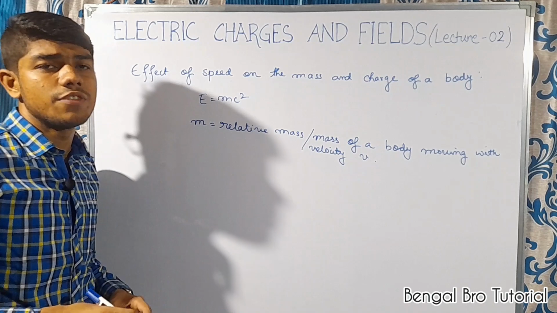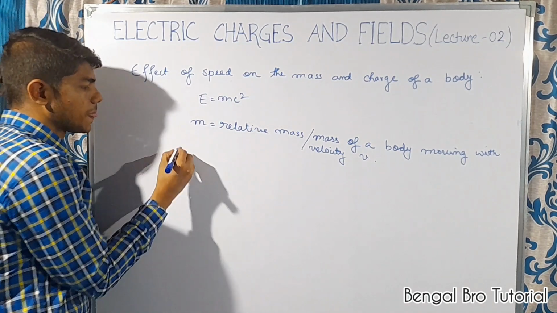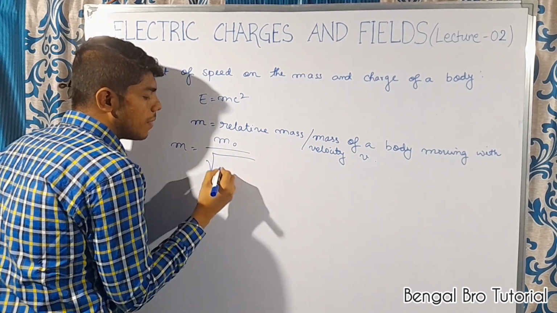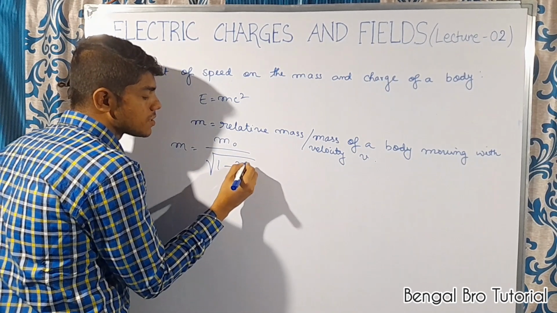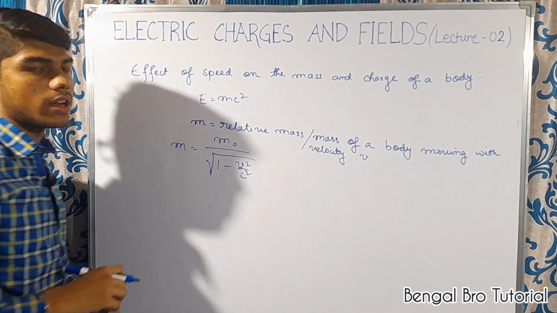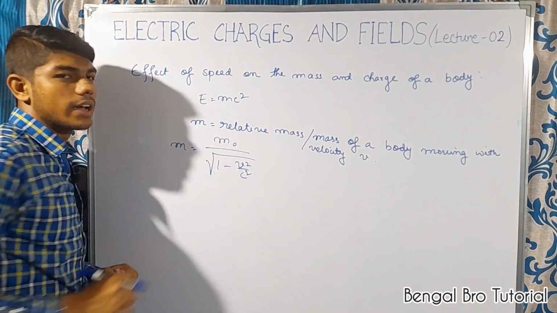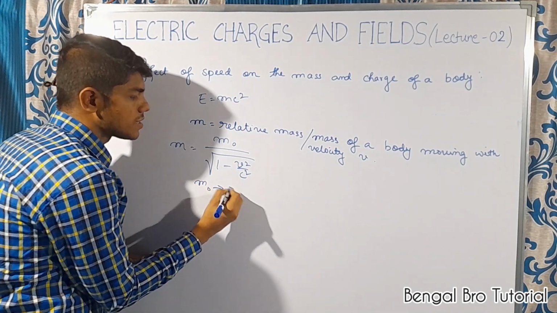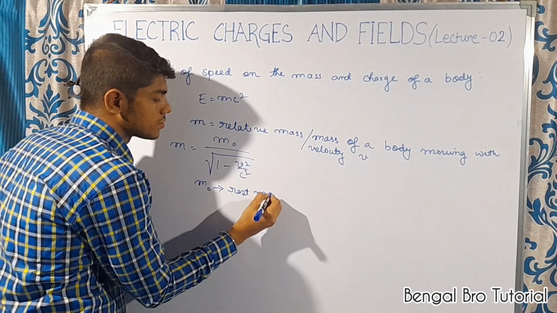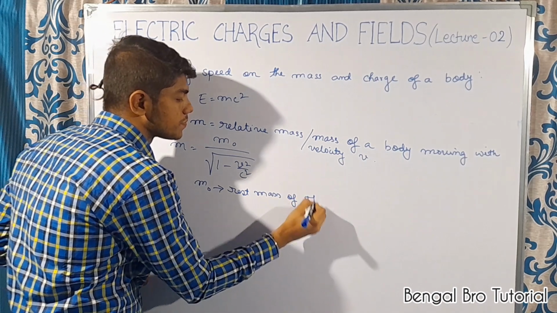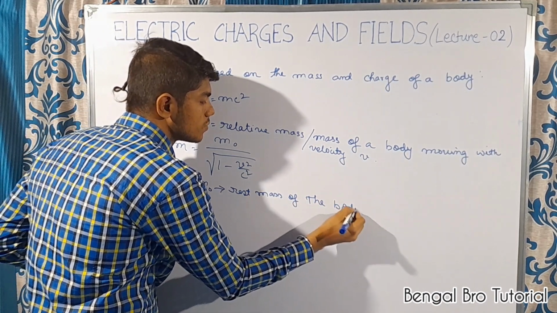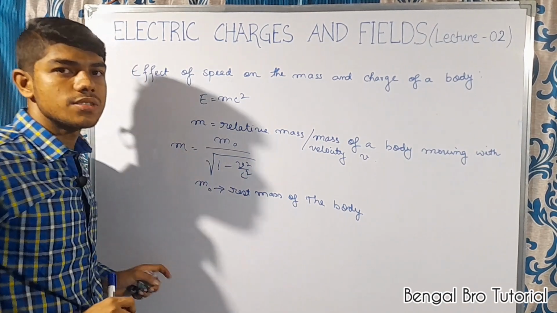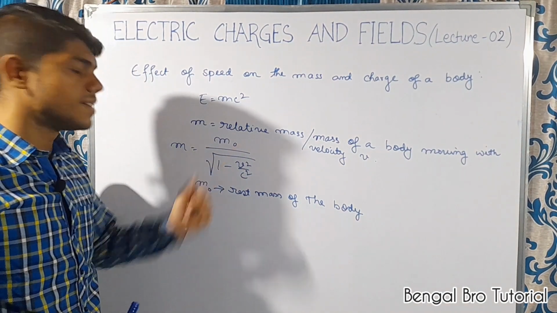You can calculate this relative mass using the formula m is equal to m naught divided by the square root of 1 minus v square by c square. Now again you have another term which is m naught. Here m naught means the rest mass of the body, v is the velocity of the body and c is the speed of light. Now, what is this rest mass?